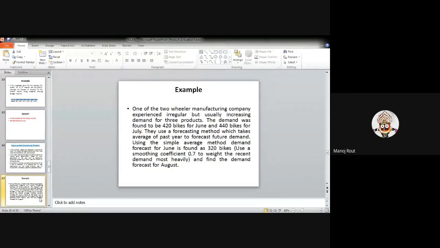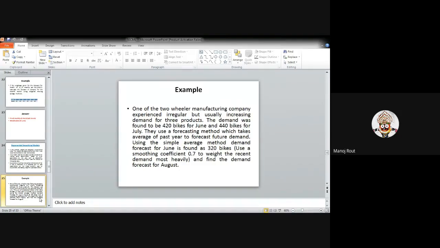A two-wheeler manufacturing company experiences irregular but usually increasing demand for its product. The demand was found to be 420 bikes for June and 440 bikes for July. They use a forecast method which takes the average of the past 10 years to forecast future demand. Using the simple moving average, the forecast for June is found to be 320 bikes. Use a smoothing constant, known as alpha, to weight the recent demand most heavily and find the demand forecast for August.